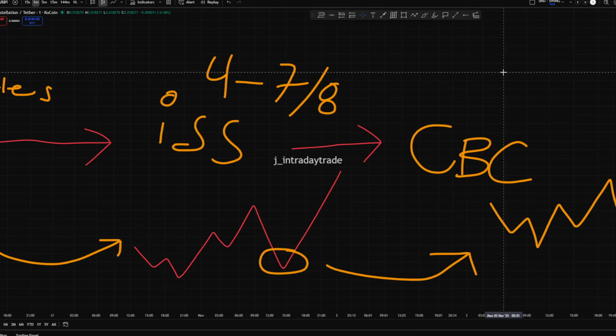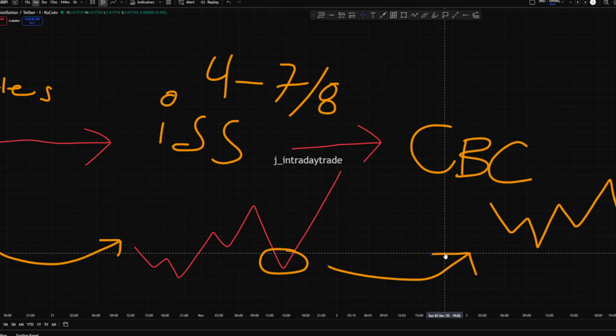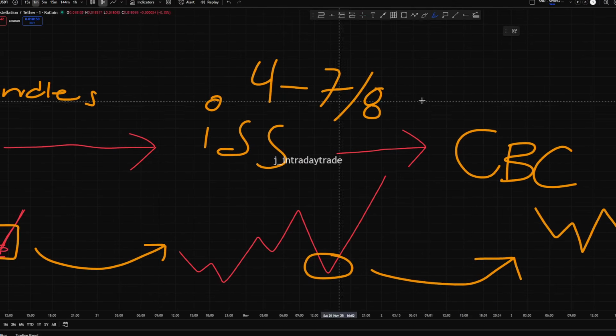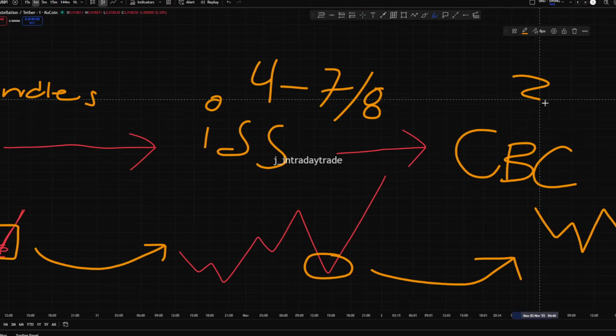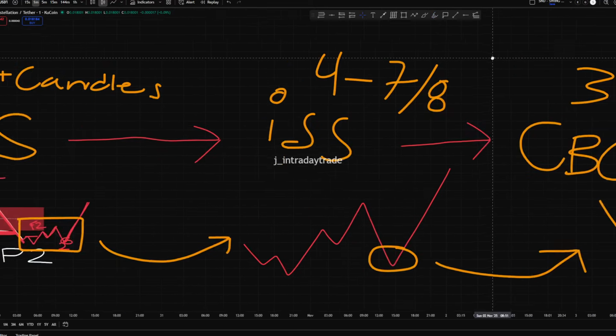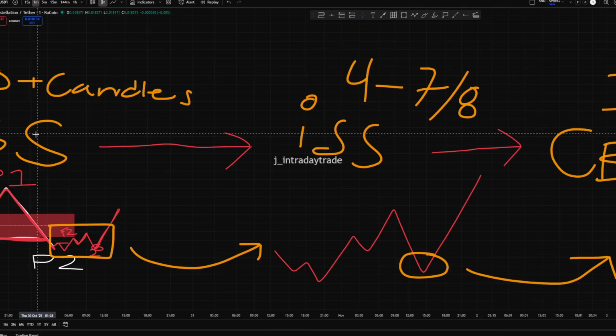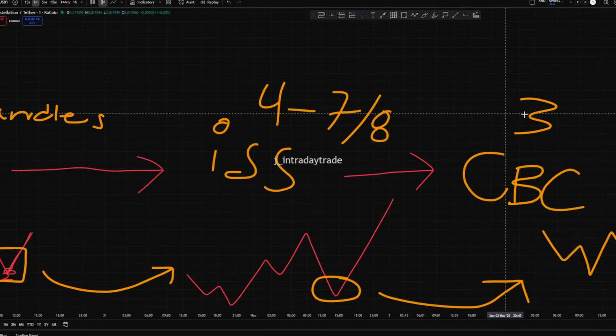It gets crazy because you know what? I'm gonna save that for the CBC lecture. I just get too excited when I start to speak about these things because it's so freaking powerful. CBC is 3 candles. So as you may see, that shit show level into the ISS into the CBC, we have different amounts of candles.